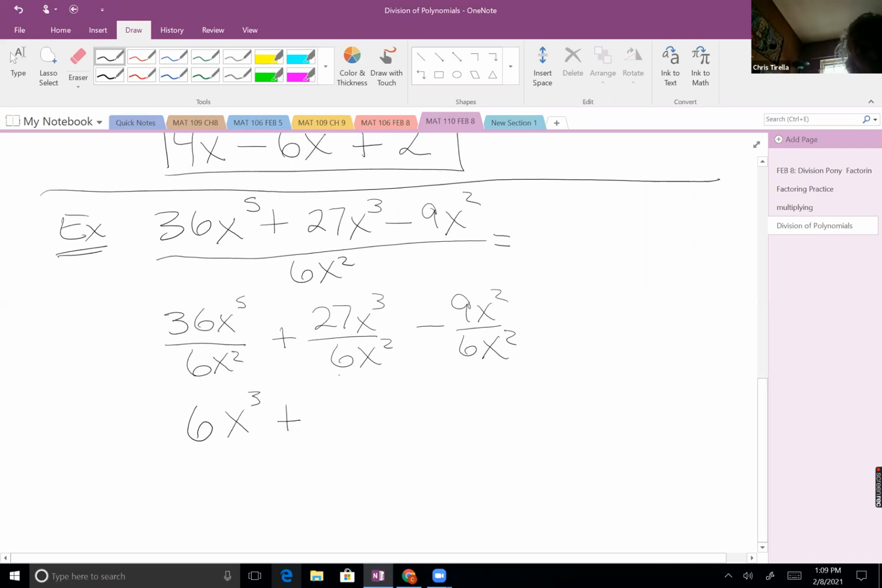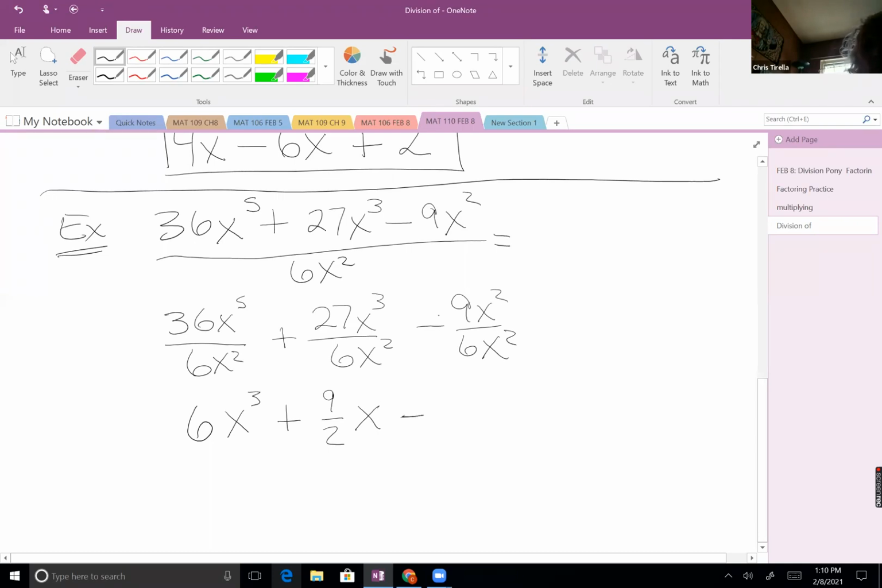This next one, when I look at 27 divided by 6, it doesn't go in evenly, so I'm going to just reduce that fraction and leave it as a fraction. They have a common factor of 3, so that gives me 9/2. And then subtracting exponents, it will give me x to the 1st.